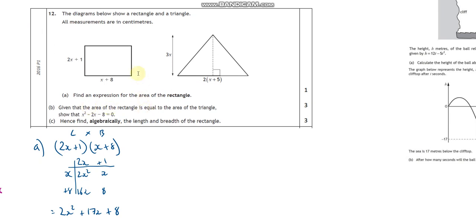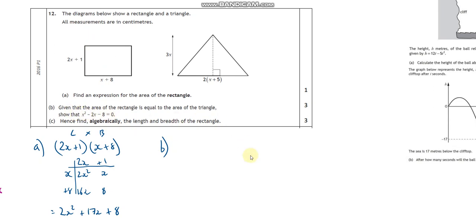Given the area of the rectangle is equal to the triangle, prove this. Now again, this sounds quite complicated, but it's really not. And again, it's a nice lead-in. Back in the day, it would have almost gone for just find the length and width, but they're trying to lead you into it. So the areas are the same, prove that that's okay.